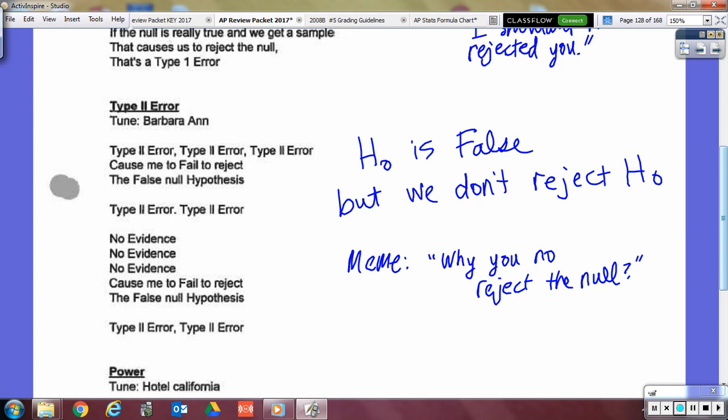All right. Next. Type 2 error. You failed to reject a false null hypothesis. So the null is false, but we failed to reject it. We don't reject it, and we should have. And so remember the meme was that silly face, and he goes, "Why you no reject the null?" Okay, you were supposed to.